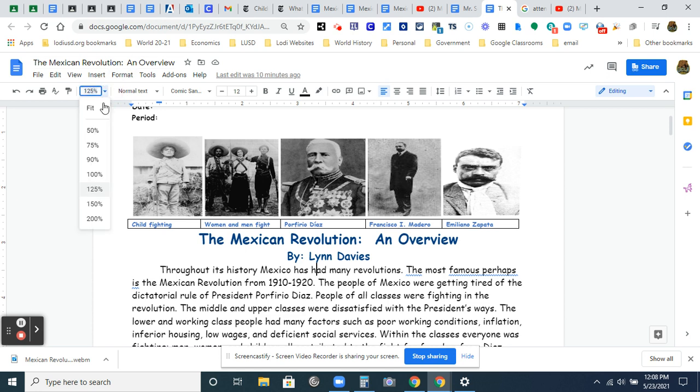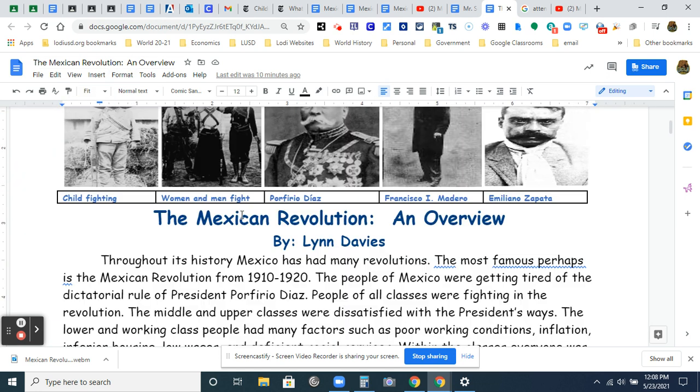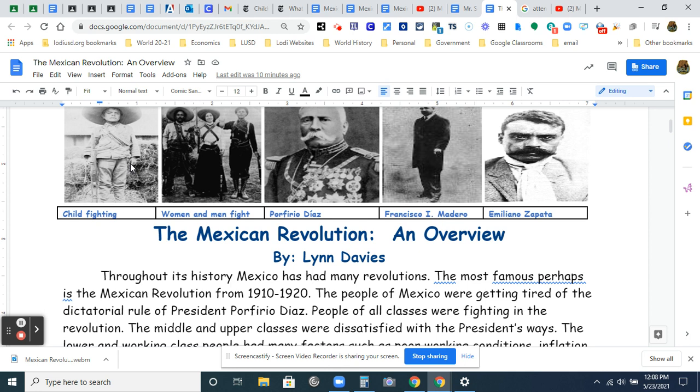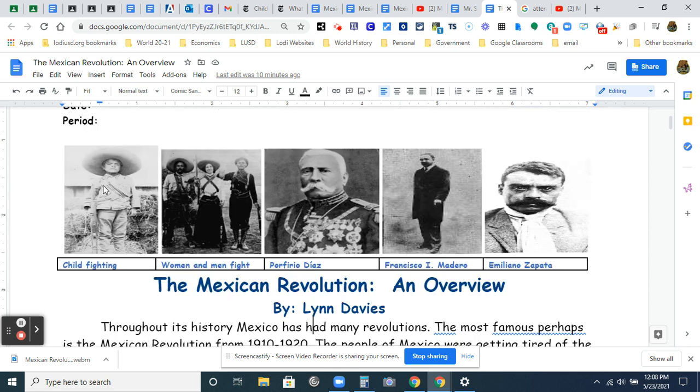All right, a couple things I want to point out here visually. Here you have a child fighting. Notice he's got a sombrero and he's got a bandolier of bullets about his torso. Often, women fighting in the Mexican Revolution isn't mentioned, but that's why photos like this are important. See, the ladies have guns.